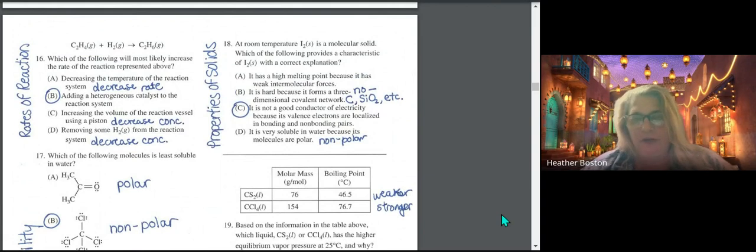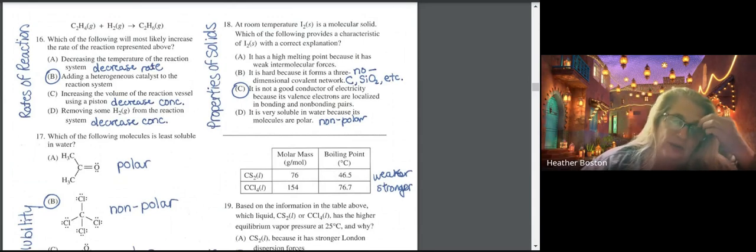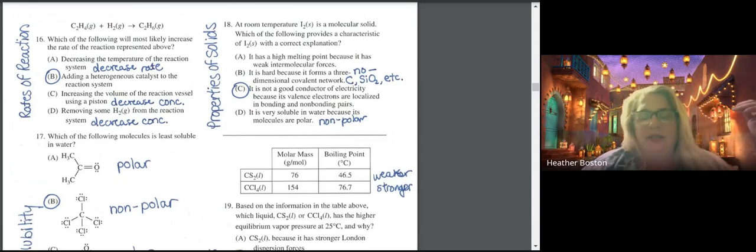At room temperature, iodine is a molecular solid. Which of the following provides a characteristic of iodine with a correct explanation? It has a high melting point because of its weak intermolecular forces. That would not be the case. It would not have a high melting point. It would have a low melting point. So that sentence does not make sense.